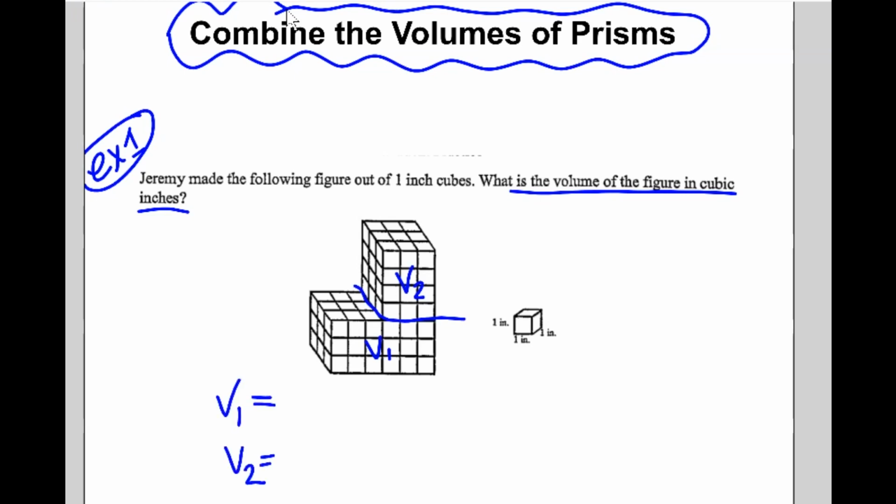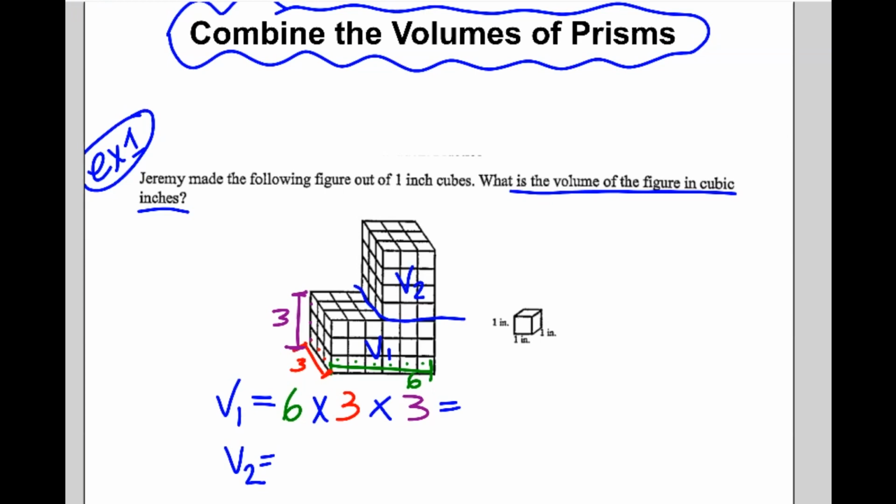Okay, let's look at volume 1. The length from left to right is how many cubes? 1, 2, 3, 4, 5, 6. So there's 6 here. Then the width from front to back is how many cubes? 1, 2, 3. 3. And then the height from top to bottom is how many cubes? 1, 2, 3. 3 here. So that's going to be our volume for volume 1.